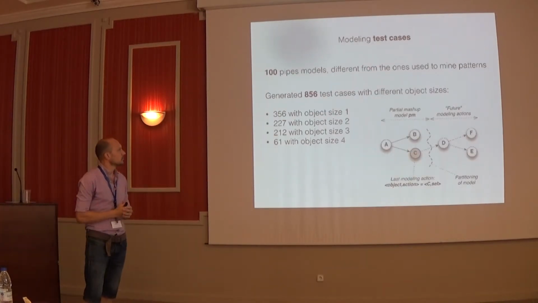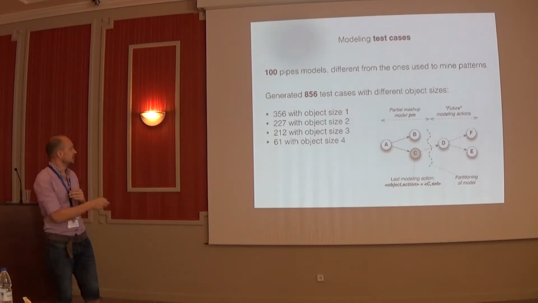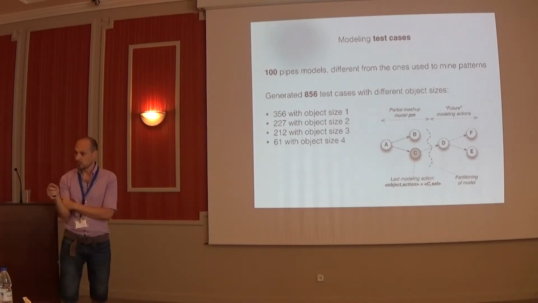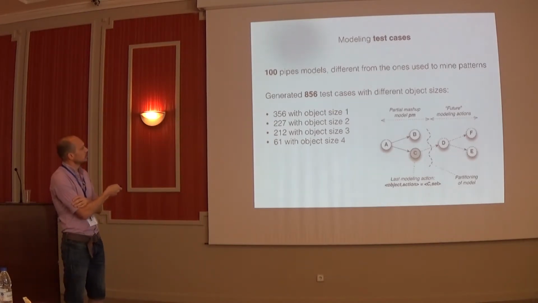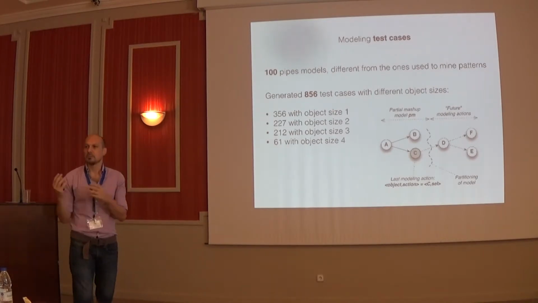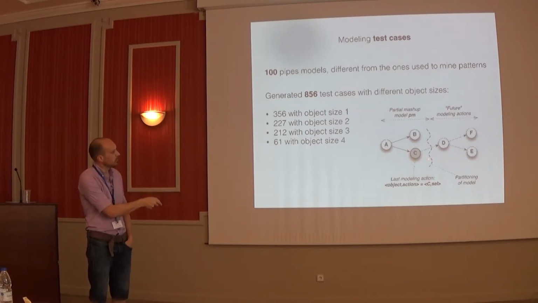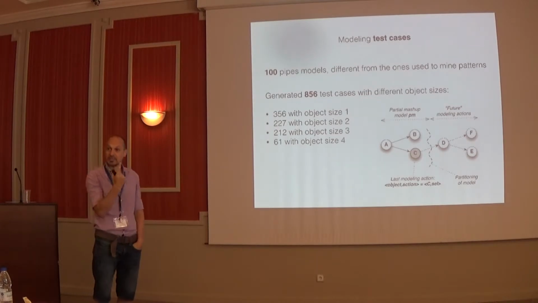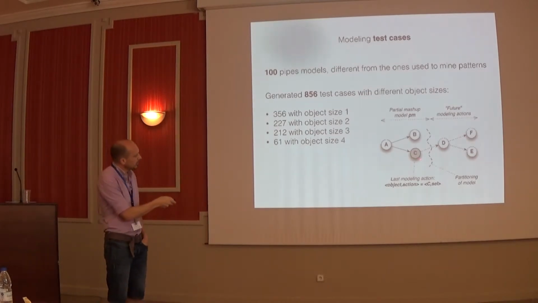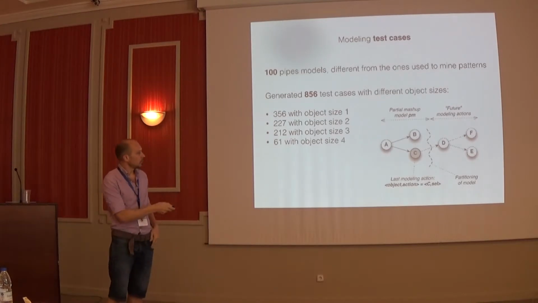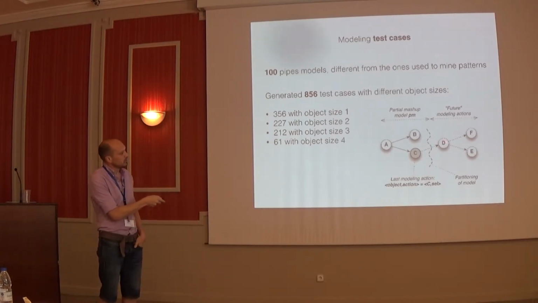Then we created some test cases. We downloaded, again, 100 pipes models, always from the same repository, with different users, so we also had the background, meaning the past usage of the components by the users. And we generated about 856 test cases. So what did we do? We took the models we found and cut them randomly into different pieces. So if this is the model we found, we cut it. At some point, we considered the last action as the object, the single-size object. We could also go back 2 steps, for example, so we had an object size, let's say a query size, of 2 components. And the question was whether we would be able to predict the next action.